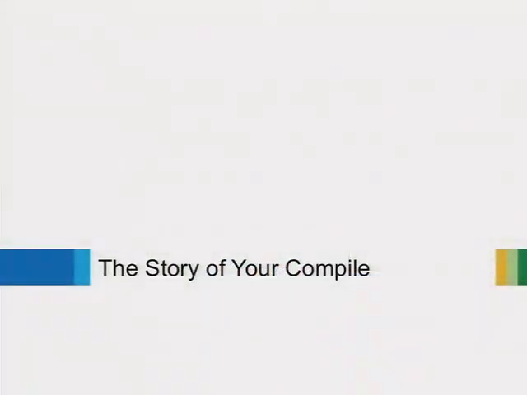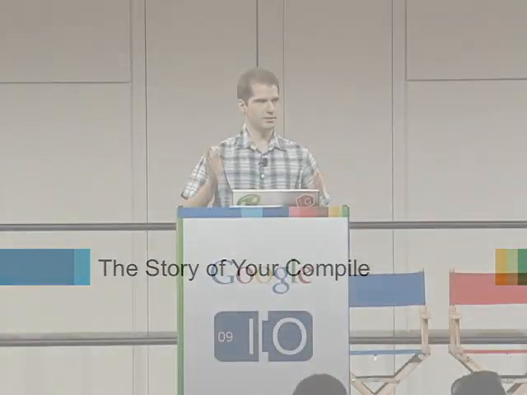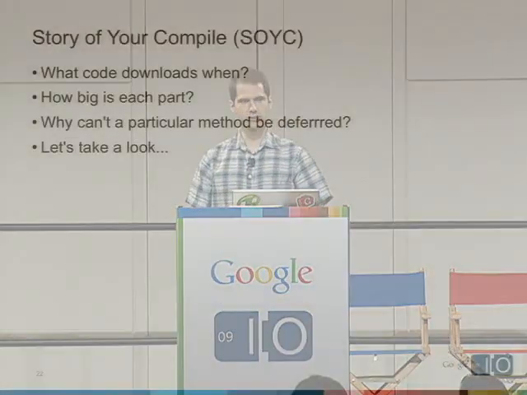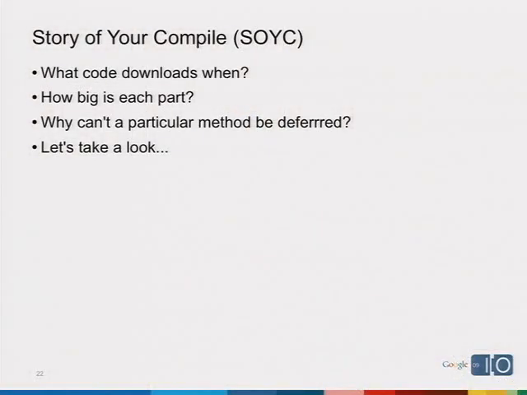So first of all, imagine you've got some build metrics, and you notice that, gee, my initial download just went back up to almost the whole program again. GWT 2.0 will include a tool called the Story of Your Compile, or as we like to pronounce our acronyms, SOYC. And I think it sounds like some kind of vitamin breakfast shake.